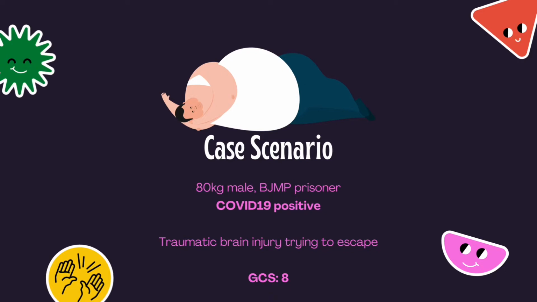For the case scenario, given a 37-year-old male who is 80 kilograms and a BJMP prisoner who tested positive for COVID-19, had a traumatic brain injury trying to escape the hospital. He has a GCS of 8 and with unstable vital signs. He is in a critical ill condition and warrants an endotracheal intubation.